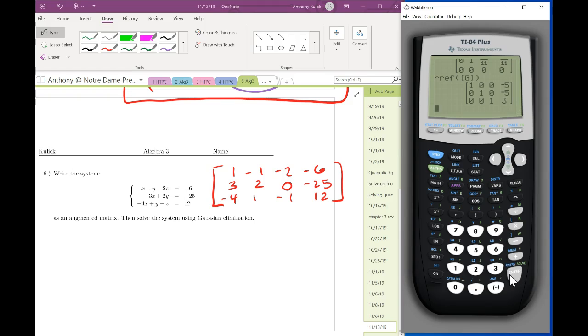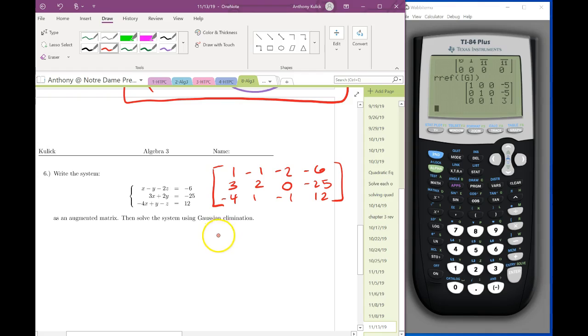Gives me this. And how do I interpret this result? I can just say x is -5, y is -5, and z is 0. Or z is 3, right? Everybody's okay with that?